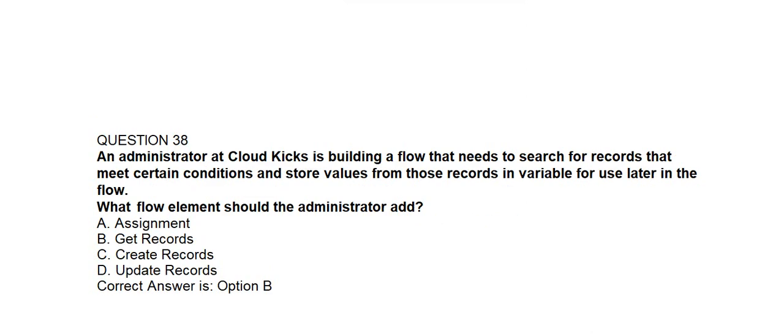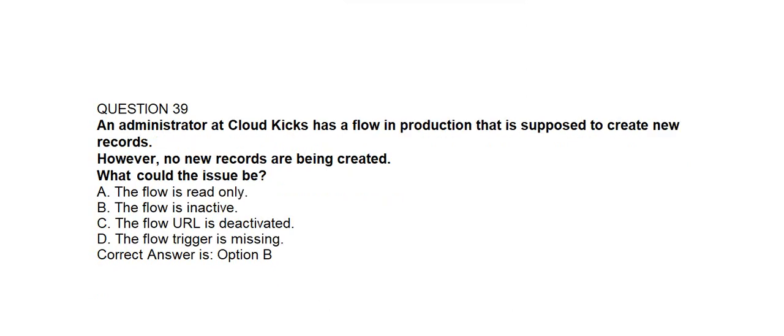Question number 38. An administrator at CloudKicks is building a flow that needs to search for records that meet certain conditions and store values from those records in variables for use later in the flow. What flow elements should the administrator add? Option A. Assignment. Option B. Get records. Option C. Create records. Option D. Update records. Correct answer is option B. Get records.